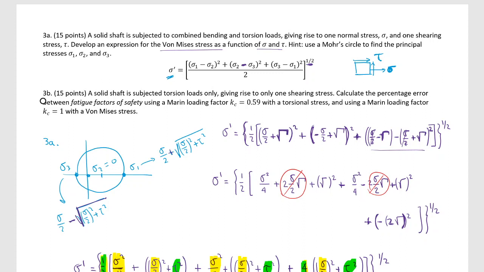Now 3b: a solid shaft is subjected to torsion loads only, giving rise to one shearing stress. So only torsion, only one shearing stress. Calculate the percentage error between the fatigue factors of safety using a marine load factor KC with a torsional stress. So basically using tau with this marine factor, or loading factor, of KC with a von Mises stress.